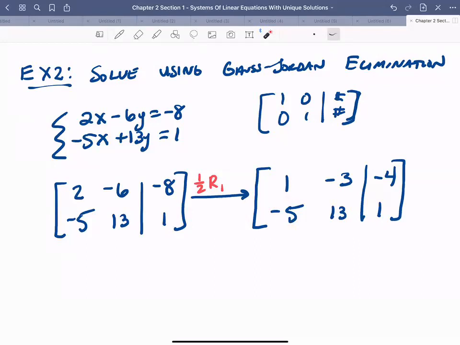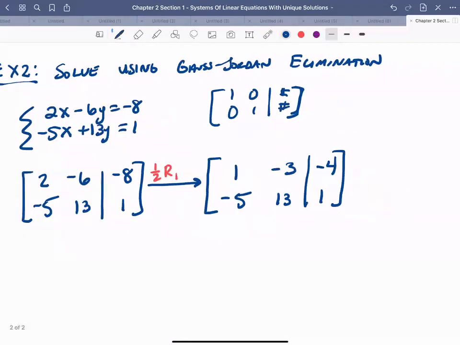Remember, in order to make that a 0, we can't just multiply by 0. We have to multiply by another equation and add it to it. So in this case, we are going to multiply the first row by 5. We're going to say 5 times row 1, then add that to row 2.